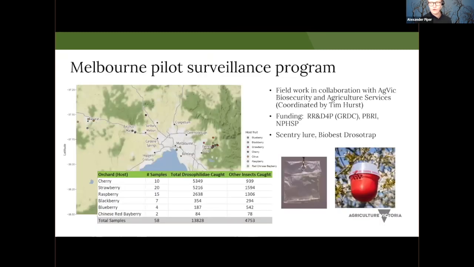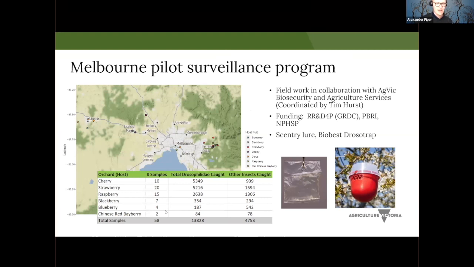So this was all work that I'd done in my PhD. And then after I submitted, we got some further funding to roll this assay out in a pilot surveillance program around Melbourne. And this was conducted in collaboration with Agriculture Victoria's Biosecurity and Agriculture Services, who were doing surveillance anyway as part of the National Plant Health Surveillance Program for spotted-winged Drosophila.